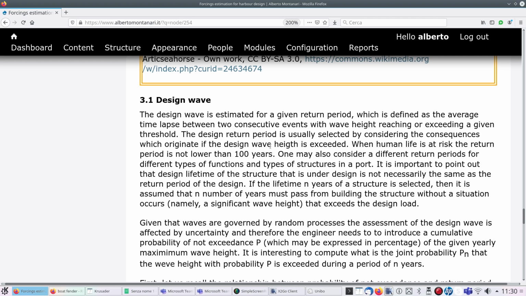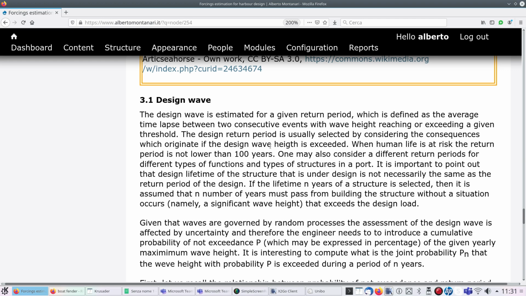Now, the return period is also selected by looking at the consequences of a failure. If the consequences of a failure are only an economic damage, usually the return period is lower with respect to the situation when a failure implies a risk for human life. For instance, if you look at dams, dams are usually designed against an event with a return period of 500 years. In general, when human life is at risk, the return period is not lower than 100 years.